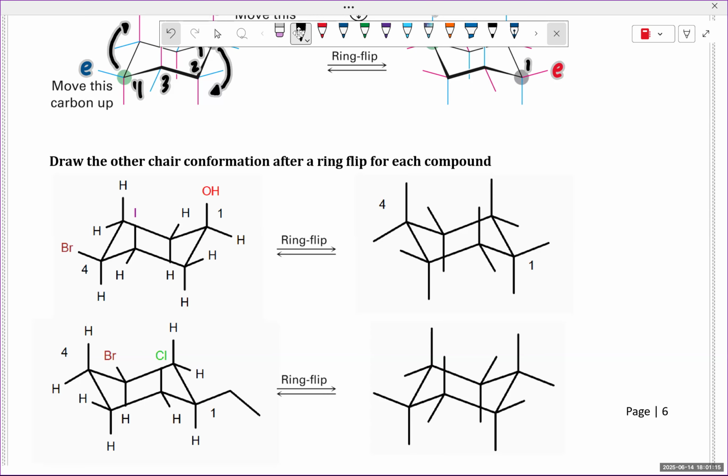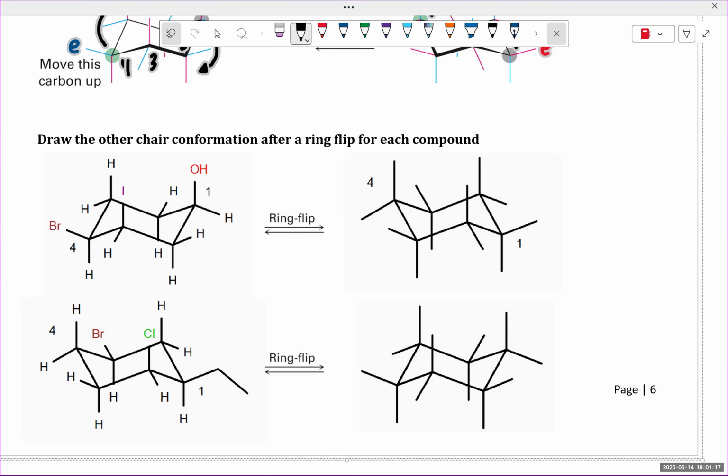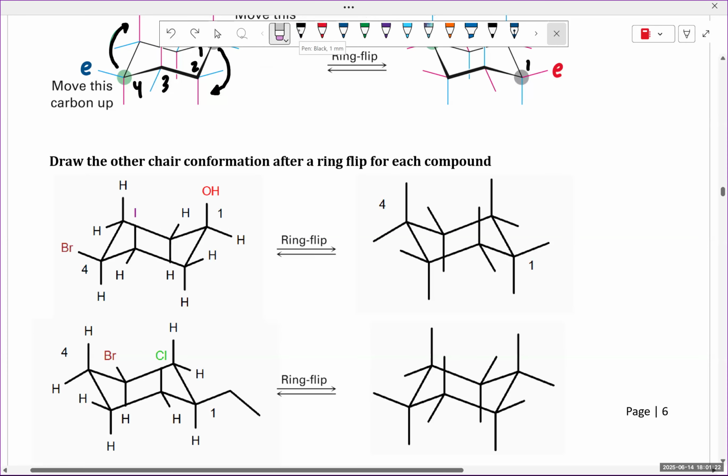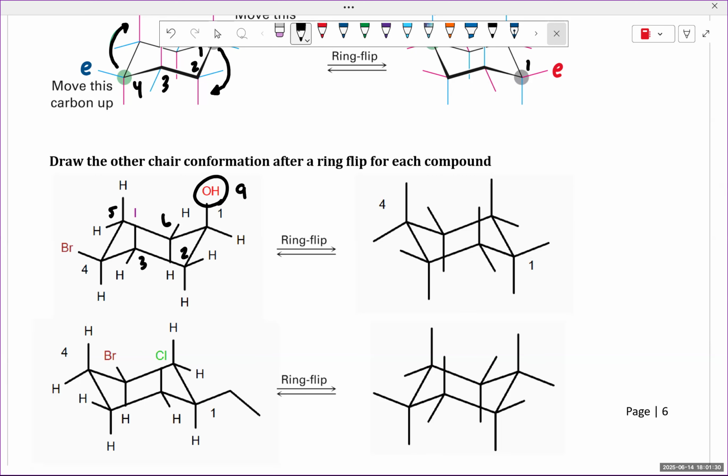So in this case, we have an alcohol. This alcohol is axial at carbon 1. I'm going to label my carbons 1, 2, 3, 4, 5, 6. At carbon 3, we have an iodine, which is axial. And at carbon 4, we have a bromine that's equatorial. We're going to bring carbon 1 down. Carbon 4 gets brought up.